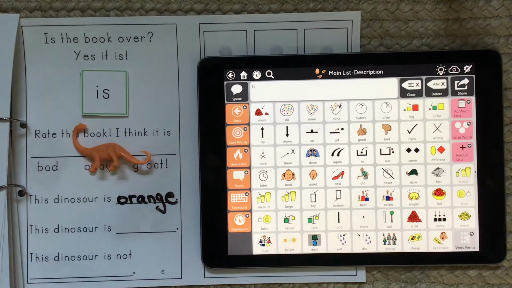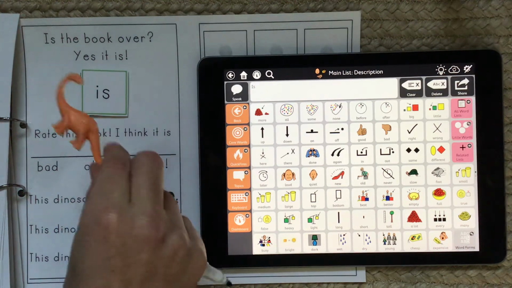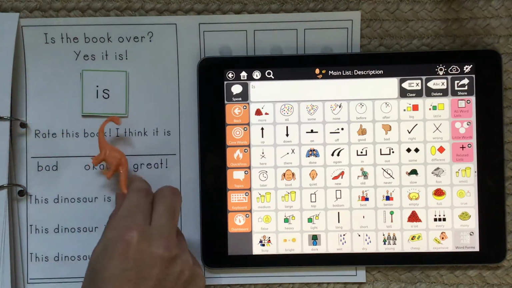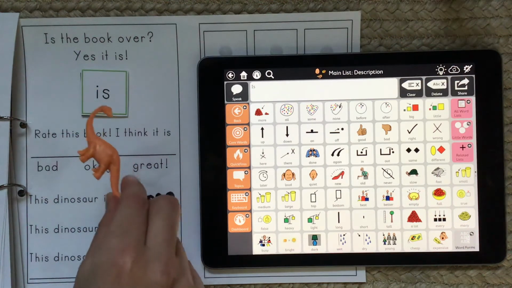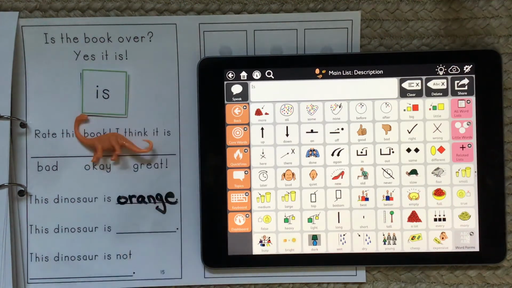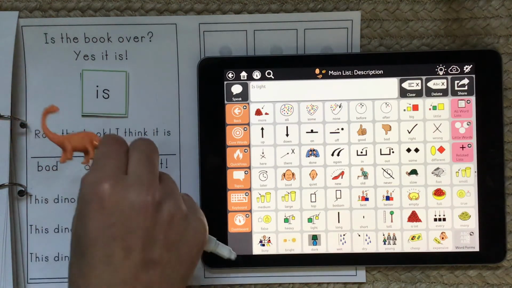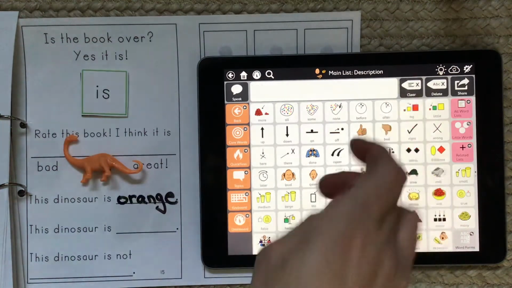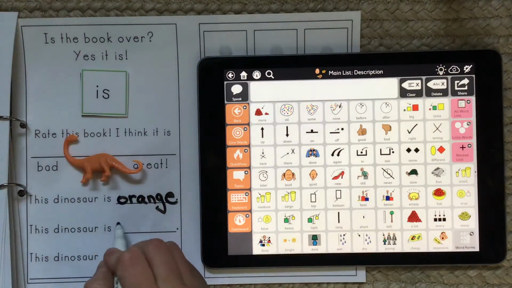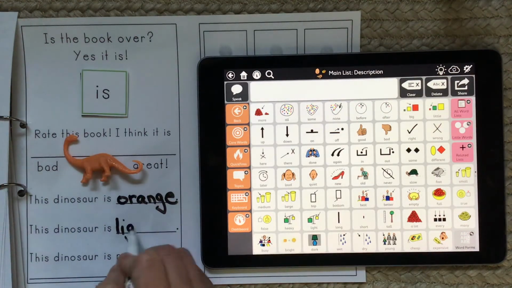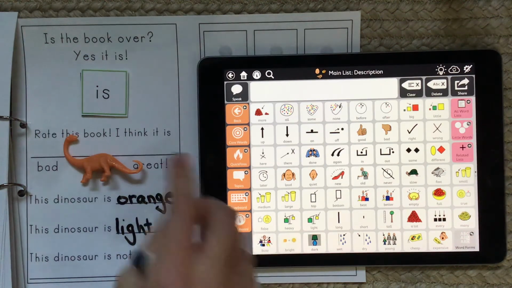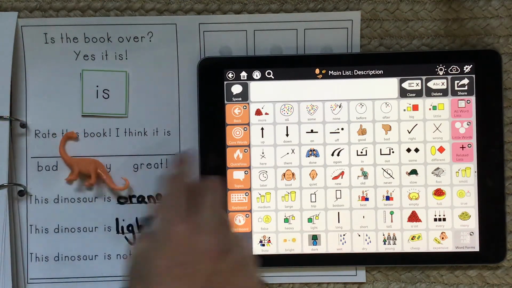What's another word I could use to describe this dinosaur? I'm gonna try to pick it up. It is very, very easy to pick up. This dinosaur is very light. It's so easy to pick up. This dinosaur is light. So easy to pick up.